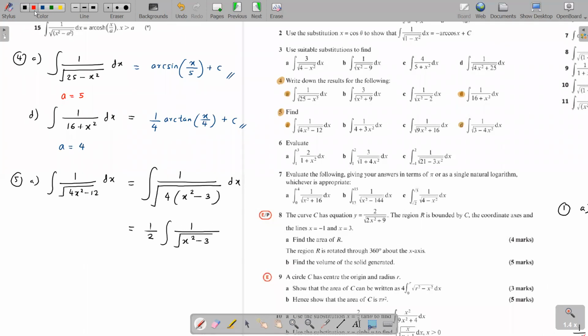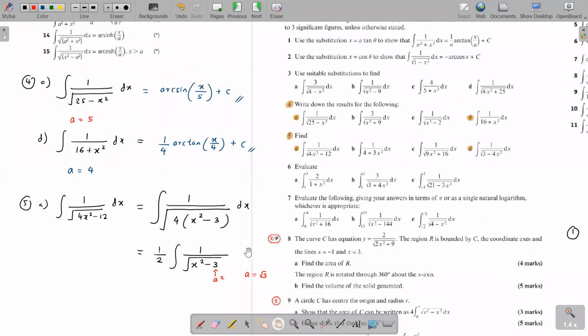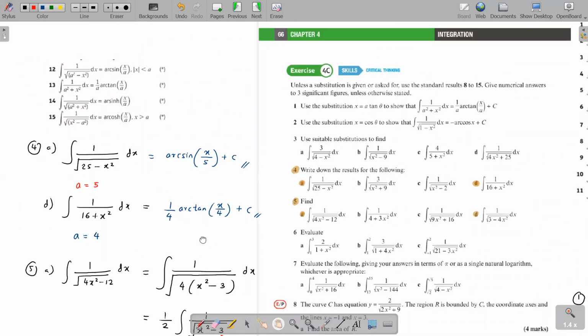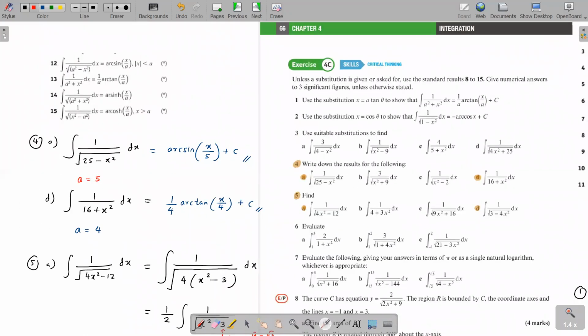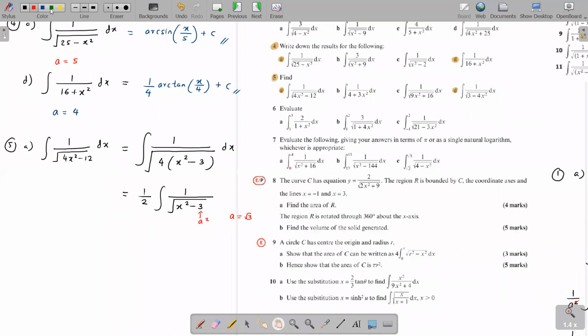So then who is this? The 3 is your a square value. Remember 3 is your a square, which means a is root 3. So which rule are we working with? Root x square minus a square is the 15th rule. Root x square minus a square gives arccosh x over a. So put arccosh x over a. There's a half outside, don't forget, half arccosh x over a, a is root 3, plus c. Okay, can you understand? Do part D.